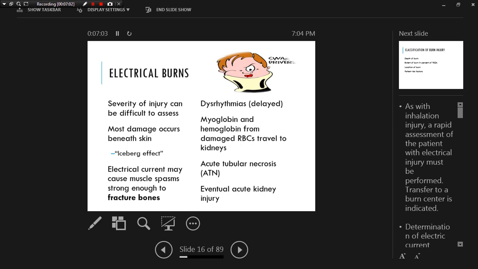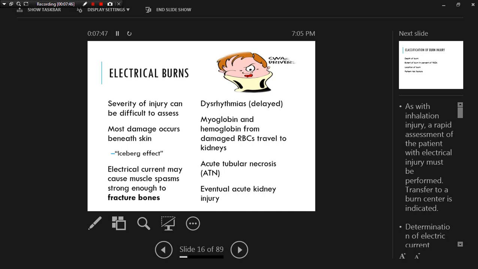So the severity of the injury can also sometimes be difficult to assess because some of the damage is actually internal versus external. That's referred to as the iceberg effect. We need to remember too, and this is an important component, that with electrical burns, sometimes the current is so severe that it can actually cause muscle spasms that fracture bones. And if patients are up on a ladder when they get electrocuted and they fall, we have to worry about head injuries. We have to worry about cervical neck injuries. So with a lot of these patients, one of our priorities is going to be cervical stabilization of their neck.